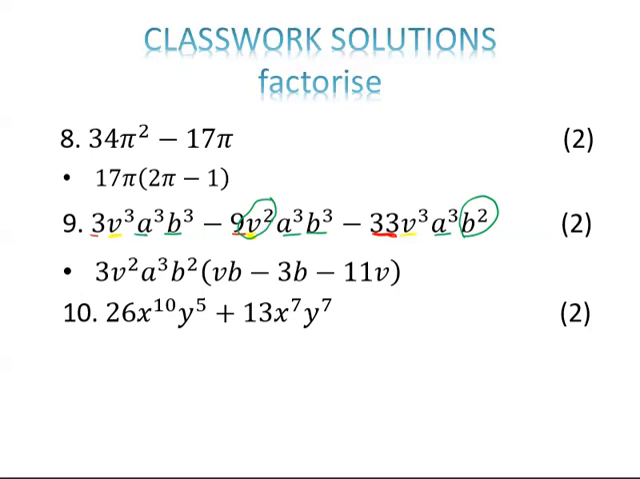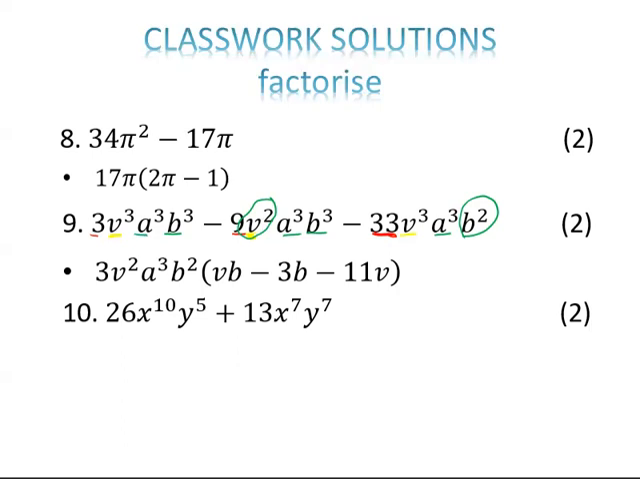Now you'll realize that the highest common factor that 26 and 13 have is actually 13. And the highest common factor that x to the exponent of 10 and x to the exponent of 7 have is x to the exponent of 7. And the highest common factor that y to the exponent of 5 and y to the exponent of 7 have is y to the exponent of 5. In this case, please note that in 7, there is 5, so it's 5 plus 2. That is why we say it is the highest common factor.